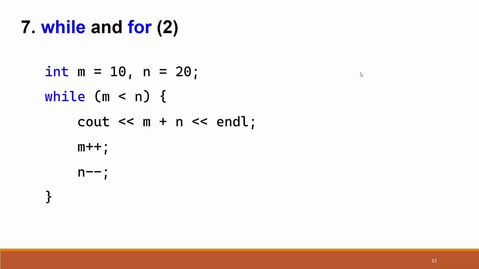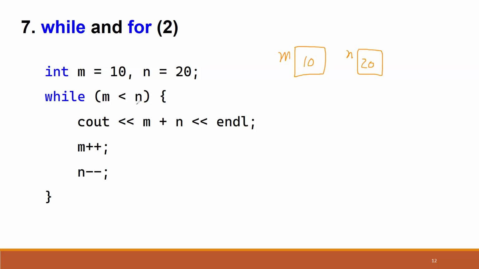Okay. Let's think about it together, okay? Until m reaches the same value as n. Okay, 5 times. Okay, guys, maybe 5 times, 6 times. Let me think about this one. M is 10. N is 20.